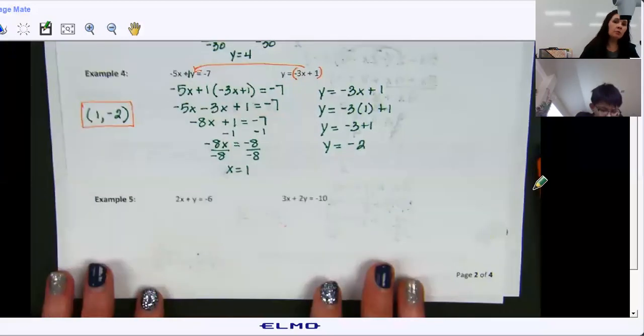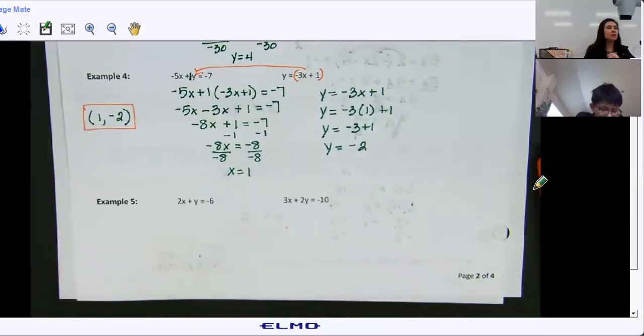Okay, so for example five, we do not have an equation that is already set equal to a variable. So in looking at these two equations, which equation would you use and which variable would you isolate, and tell me why? Somebody. Which equation would you use, the first or the second, and then whichever one you choose, which variable would you isolate and why? AJ, go ahead. Why would you choose the first one, Vashon? Because the y is by itself.